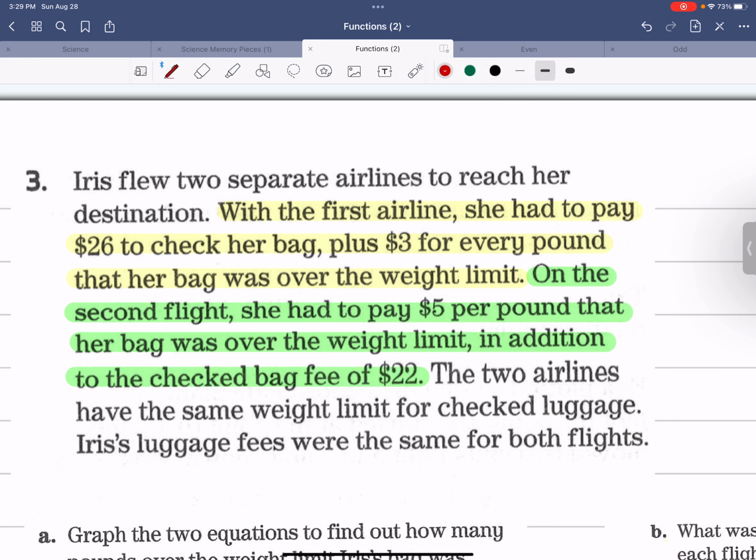The 2 airlines have the same weight limit for checked luggage, and Iris's luggage fees were the same for both flights. Those last 2 sentences are just standardizing the problem. They are taking out every other variable except the overage fee and the flat fee.